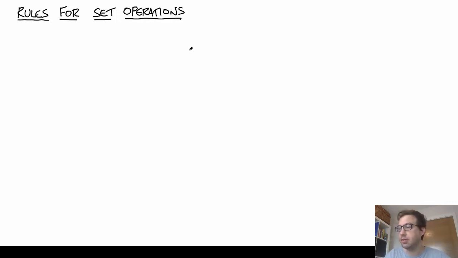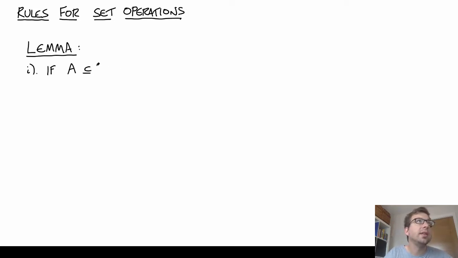Okay, so I'll just very quickly review these. These are the kinds of things that you're allowed to do, and I'll write it down as a lemma. I'll only prove some parts of it. First, if A is a subset of B, then if I take the complement of A and the complement of B, it switches the order, they're contained within one another.